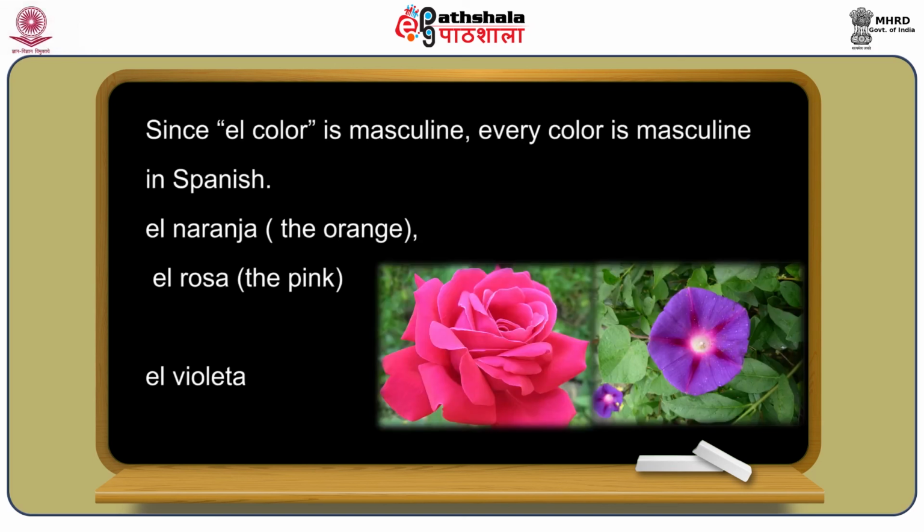Now, since color is masculine, every color is masculine in Spanish. For example, el naranja, which means the orange. El rosa, even though it ends in A, it will be masculine. El rosa, the pink. Violeta, again el violeta, that is violet.